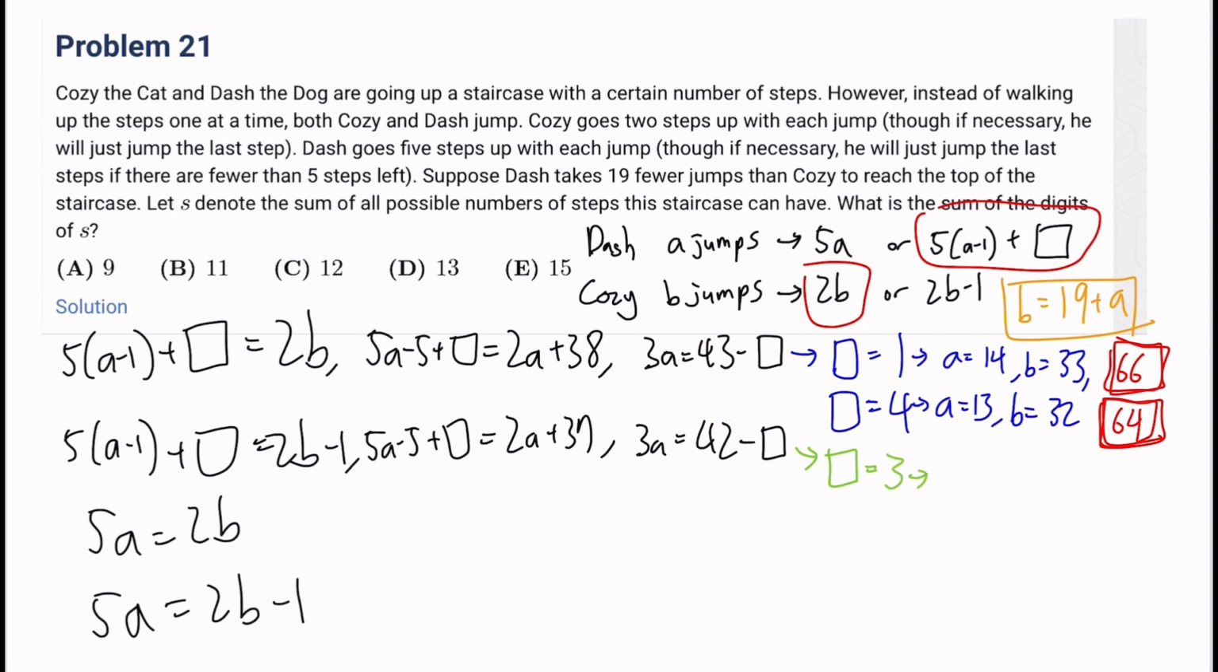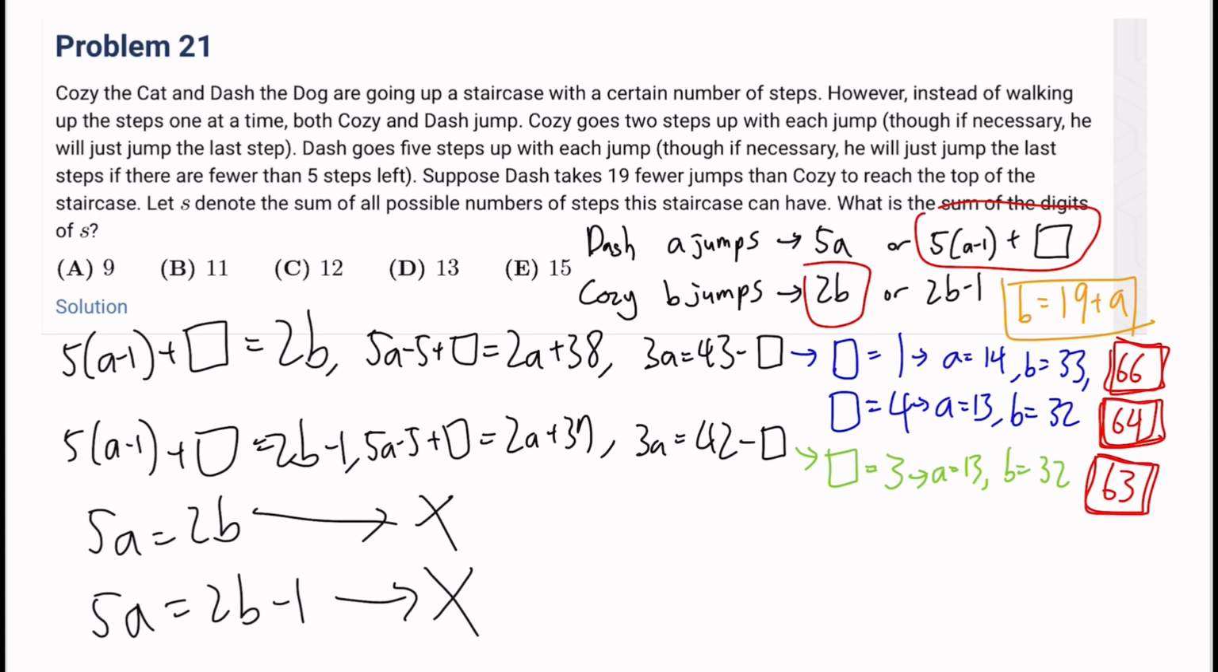And so here 3a will be 39, so a will be 13, and b will be 32, like just before, but then this time the number of steps is 2b minus 1, right? So it's 2 times 32 minus 1, which is 63, so we can have 63 steps right here, right? And as for 5a equals 2b and 5a equals 2b minus 1, if you do try to get values, you won't get any values, so they will all amount to nothing. So if you want to try that, then you can in your own time.